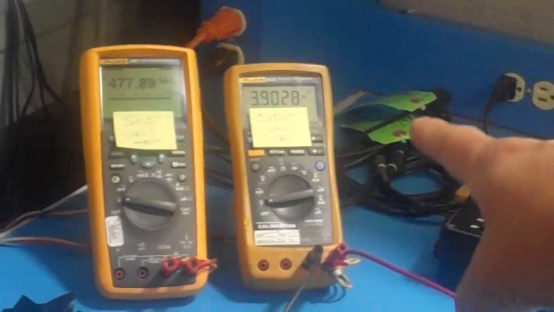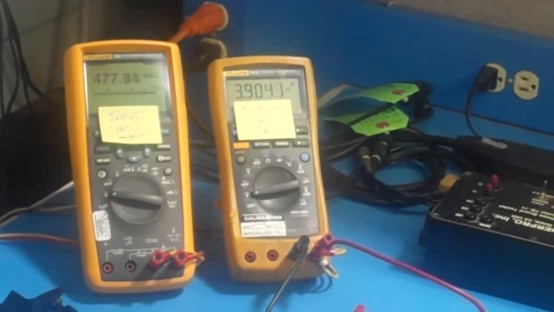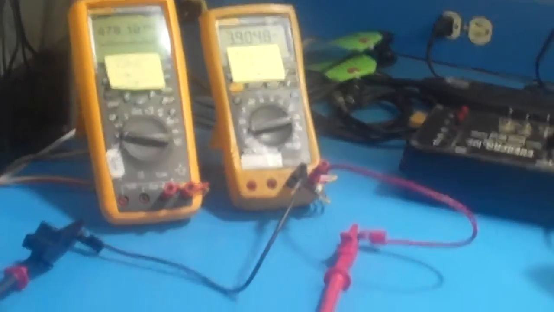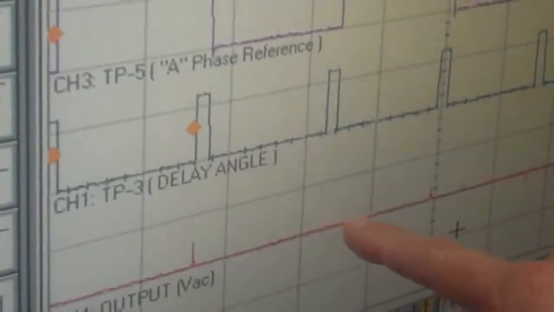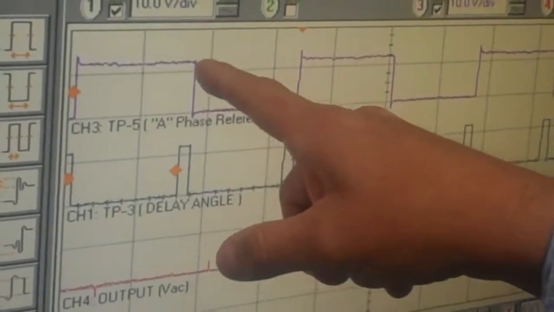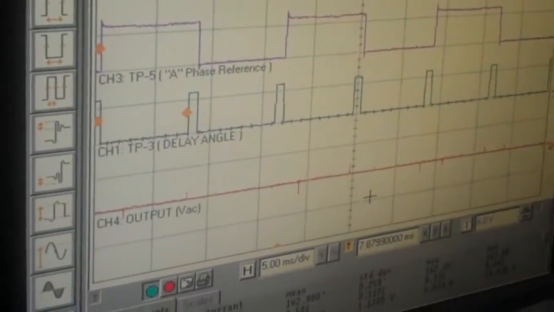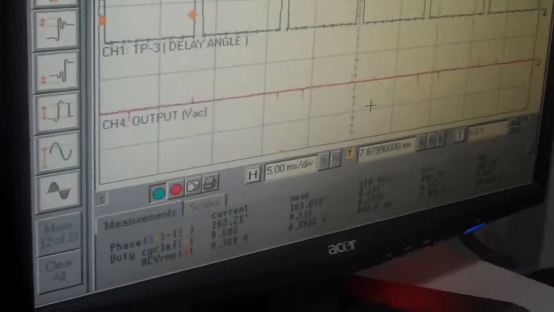Keep in mind that this is 4 to 20. The input is 477, and the output is 4 volts. And again, I said that's fine. That's very little voltage. If needed, we could always bring that close to 0 by increasing the delay angle, but this should not be a problem. As we can see here, the delay angle that we're measuring between TP3 with respect to TP5 is approximately 163 degrees, the way we have it.